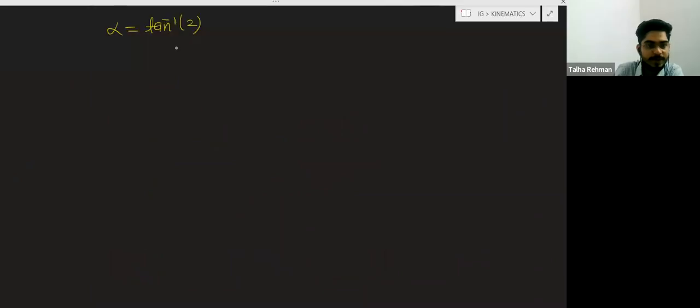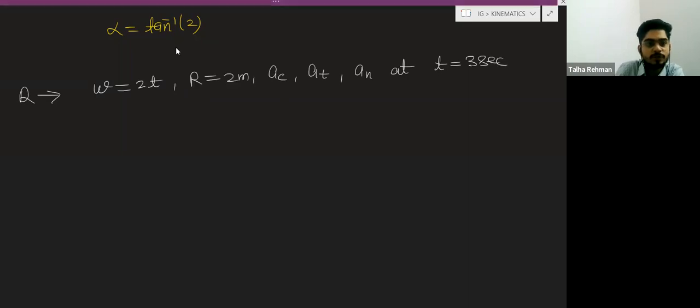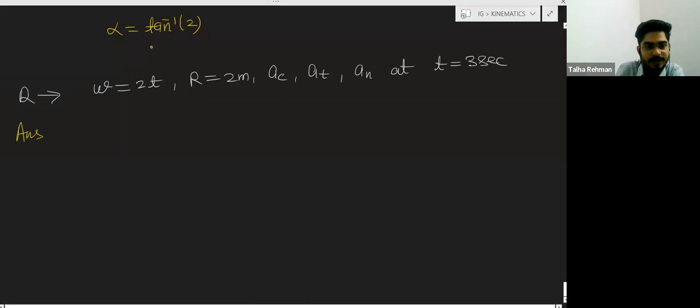One more question I am taking. Suppose the angular velocity omega is given as 2t and the radius of the circle is 2 meter. Okay, we have to find the centripetal acceleration, we have to find the tangential acceleration, we have to find the net acceleration at t is equal to 3 seconds. Okay, so this is again very simple.